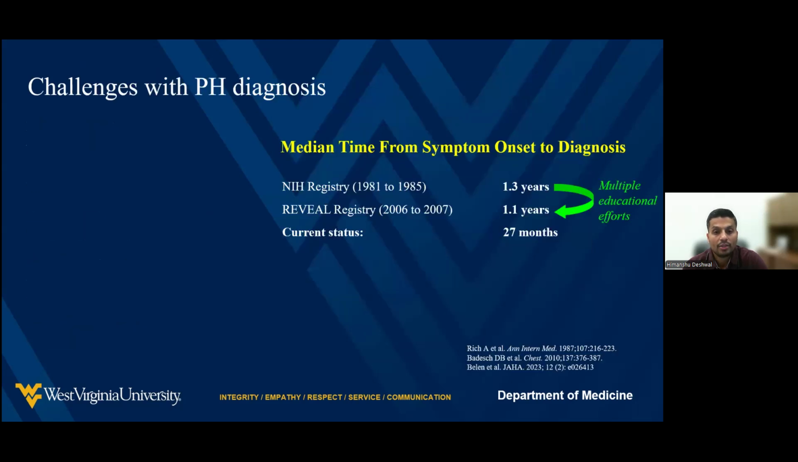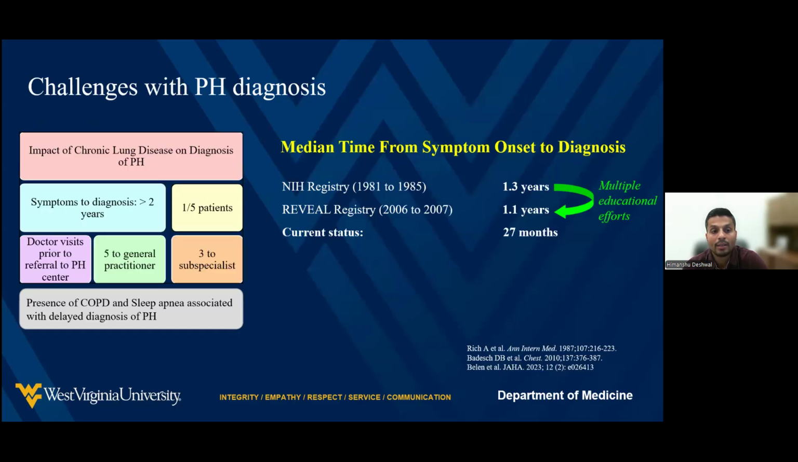Now, what are the challenges? The studies have shown that, on average, when a patient starts having symptoms, it takes almost 2 years to first consider a diagnosis of pulmonary hypertension from symptom onset to diagnosis, which is pretty sad. So you can see the current status is 27 months of symptomatology before somebody starts thinking about pulmonary hypertension. 1 in 5 patients will never get diagnosed with pulmonary hypertension.